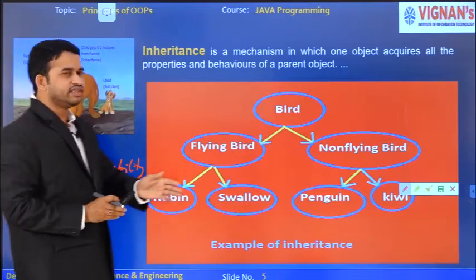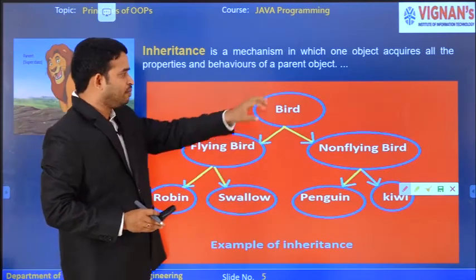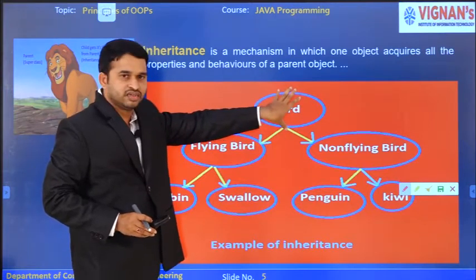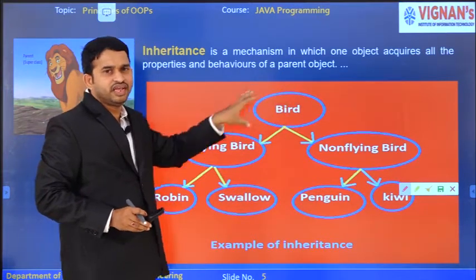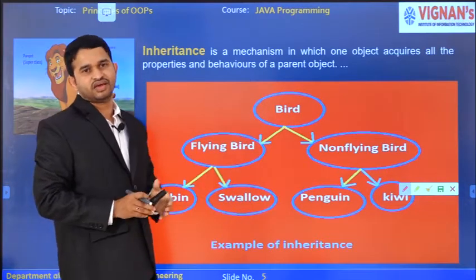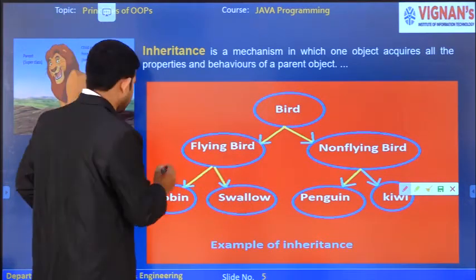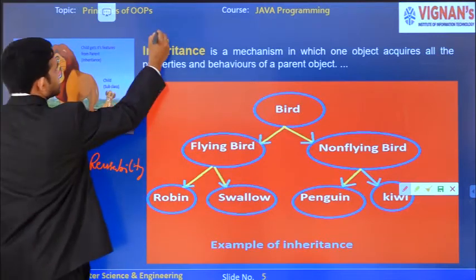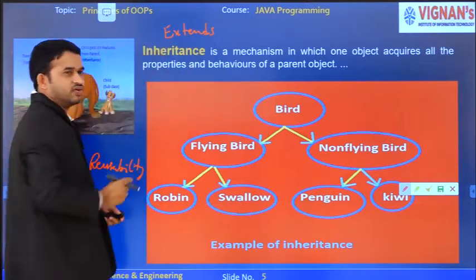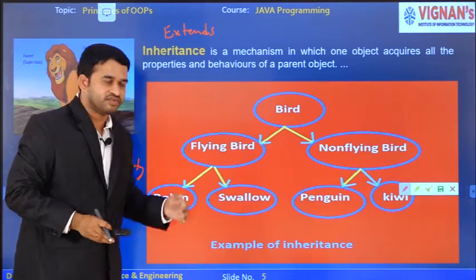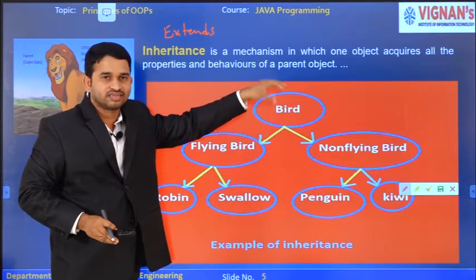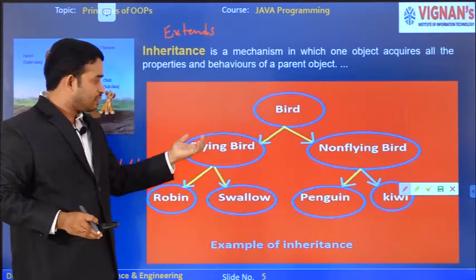No need to write the code again and again. For example, I am declaring some properties and behavior in bird. The same thing there is no need to declare again here, because we are acquiring the same properties. So simply here we use one keyword, which we call the extends keyword. With the help of this extends keyword, all the properties and behavior that we declared in the parent class or base class, the same thing we can acquire into the subclass.